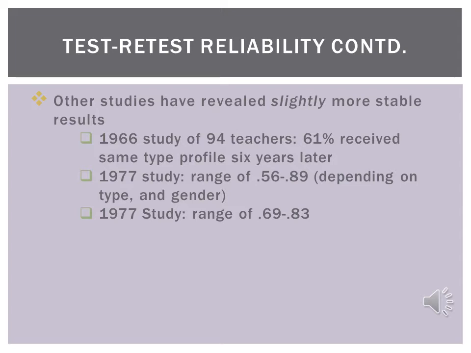In a 1966 study of 94 teachers, 61% received an identical type profile 6 years later. 2 studies conducted in 1977 revealed test-retest coefficients ranging from 0.56 to 0.89, and another from 0.69 to 0.83. It is my understanding that coefficients of 0.8 or higher are considered to have good reliability. Coefficients between 0.7 and 0.8 are acceptable. Coefficients between 0.6 and 0.7 are questionable, and those between 0.5 and 0.6 are poor.